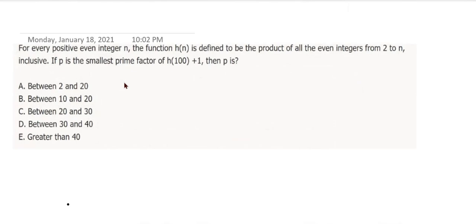So today I'm back with a very challenging problem-solving GMAT question. Let's see how it goes. In this particular question, you're given that there is a function h(n).